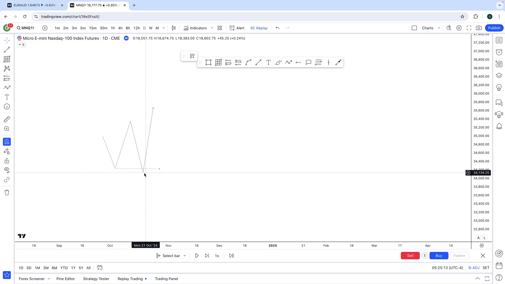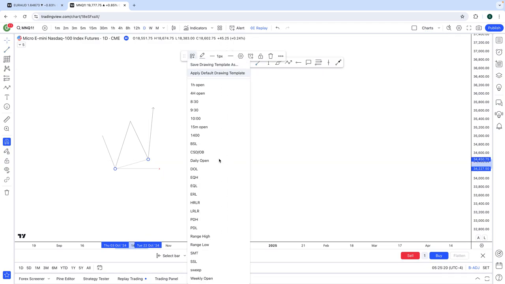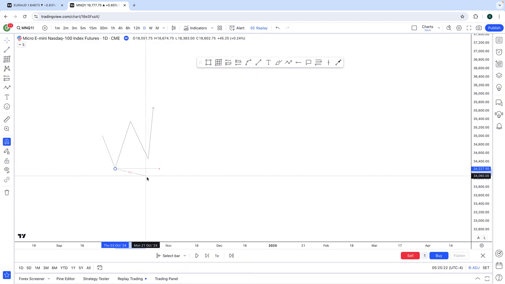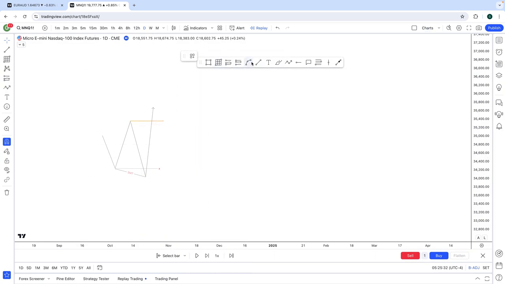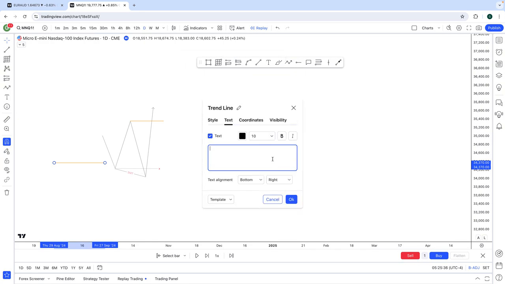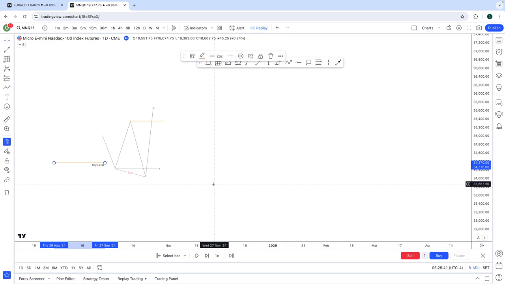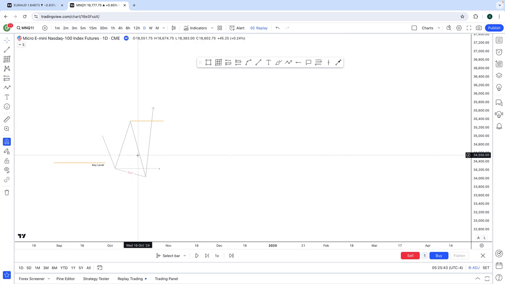Here's the other version. It puts in a failure swing, but it's SMT, okay? So either or. And the change in state of delivery is your order block. And again, once a key level has been engaged for all of these. Key level being a fair value gap, another high probability order block, or a higher low, okay?